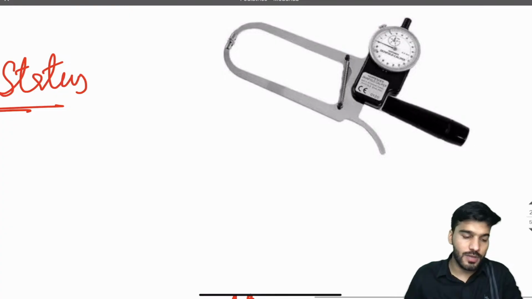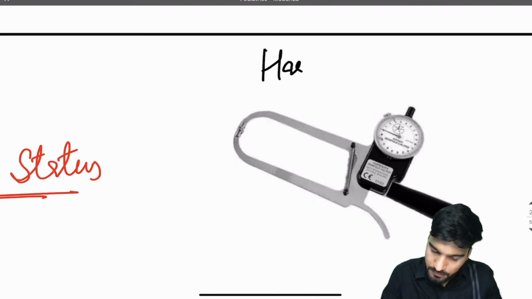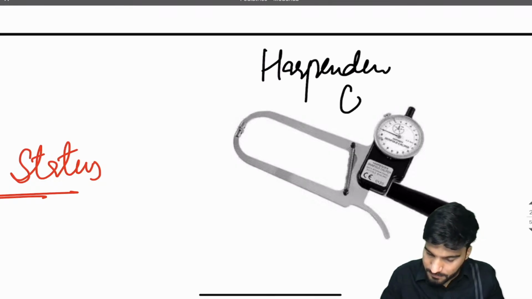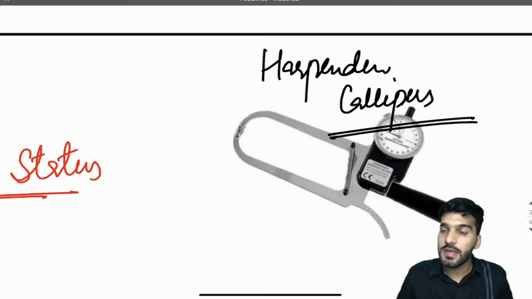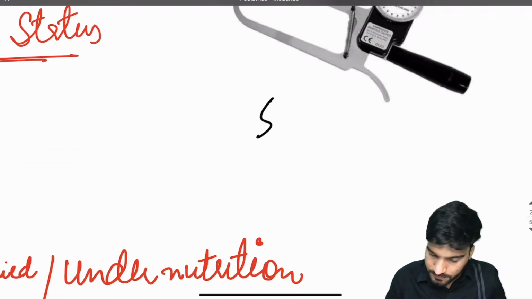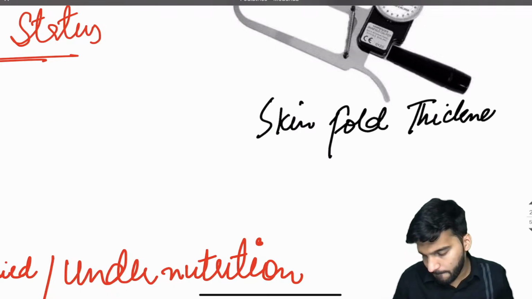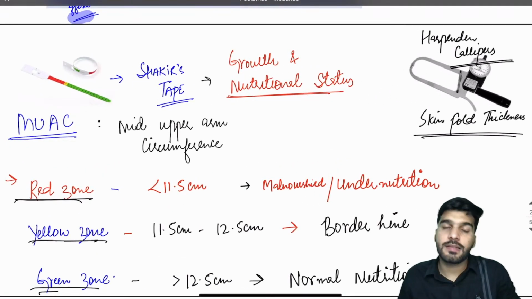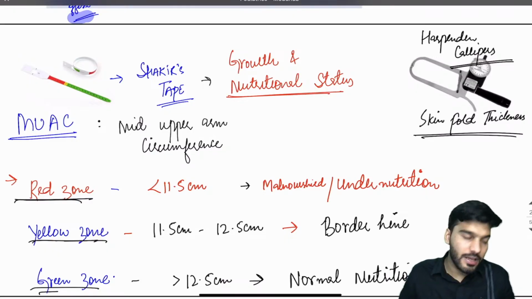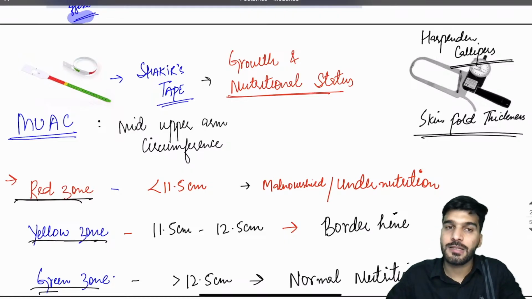This is used to measure the skin fold thickness, called Harpenden calipers. Okay, do remember exactly what sites we usually measure the skin fold thickness at. We have the biceps area, triceps area, and suprascapular area. So how do you remember? BTS: biceps, triceps, and suprascapular or subscapular.